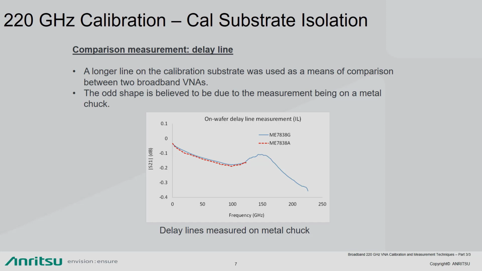So this is a plot of a 220 GHz and 110 GHz system measuring the same delay line, and there is general agreement in the two plots to the limit of the 110 GHz system. Notice that there is also a rise in the plots in the 150 GHz region. So since the two calibrations and measurements were performed on a metal chuck, and it was described previously about the potential for parasitic modes, it might be informative to perform these calibrations and measurements on a ceramic chuck.